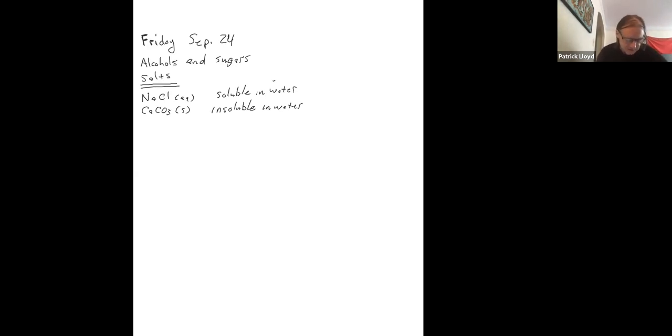Insoluble means not soluble, okay? And if something is insoluble in water, typically it's a solid, not always. Oils, for example, are liquids that sometimes don't dissolve into water. Aqueous generally means dissolves into water, okay? So let's take a look at an example problem.